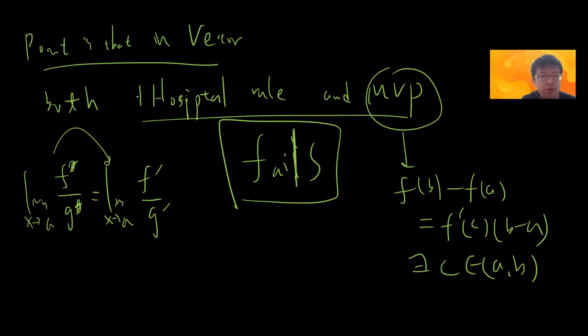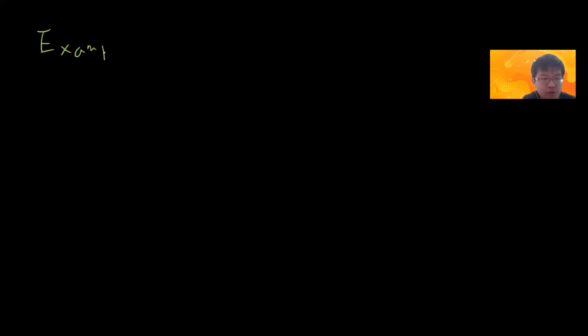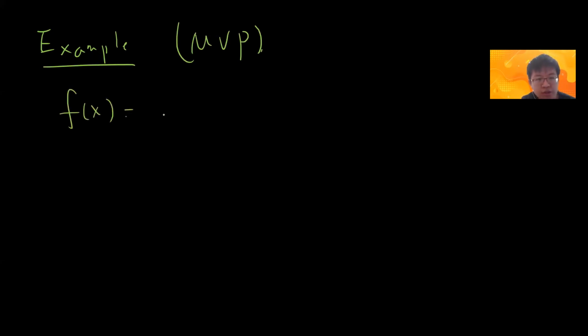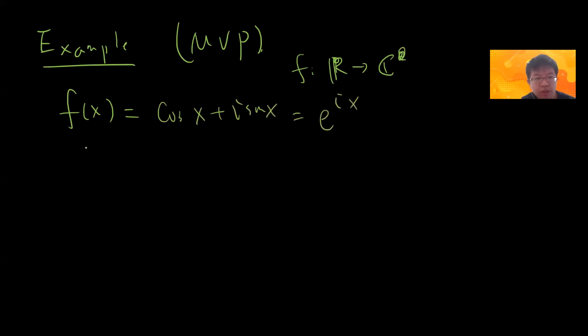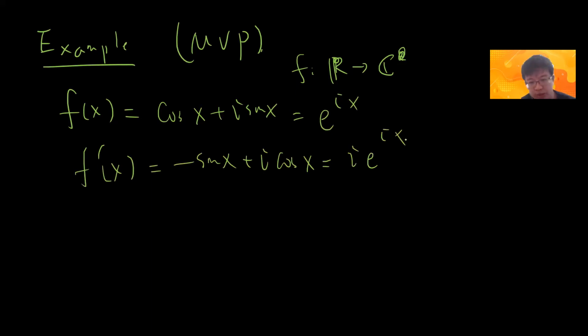So here is an example, the final thing I want to say. Let's work on the mean value theorem because it is simple. Let's consider f of x, using complex numbers, to be cosine x plus i sine x. Everybody knows this is e to the ix. The derivative will be minus sine x plus i cosine x, or just i e to the ix.